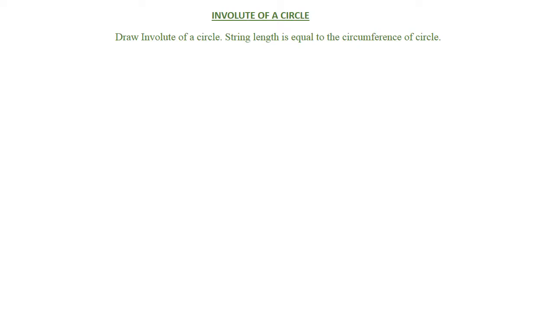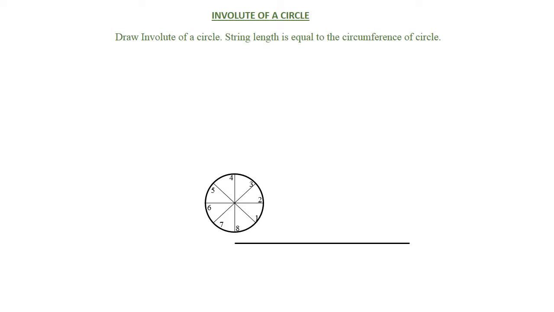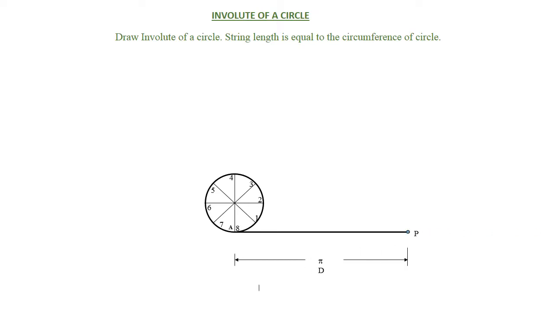Based upon the given dimensions, we first draw a circle of given diameter, and divide that circle into 8 equal parts, naming them 1 2 3 4 5 6 7 8. After this we calculate the circumference of the circle, as here the string length is equal to the circumference. From its lowest circumferential point, we draw a horizontal line equal to the circumferential length, and divide that line also into 8 equal parts.